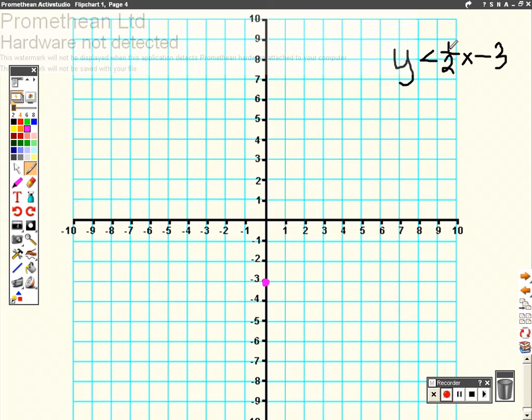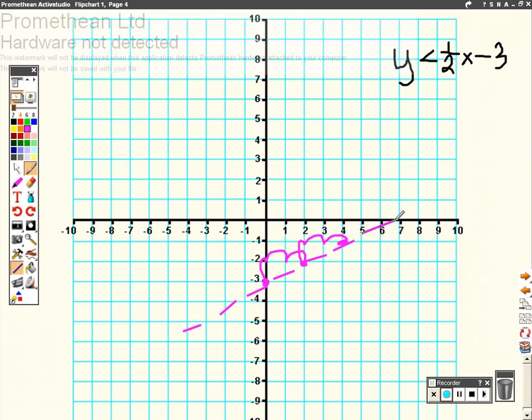I'm going to go up 1 space over 2. Up 1 over 2. Connect it with a straight line, but this time it's not equal to, so I have to use a dotted line.